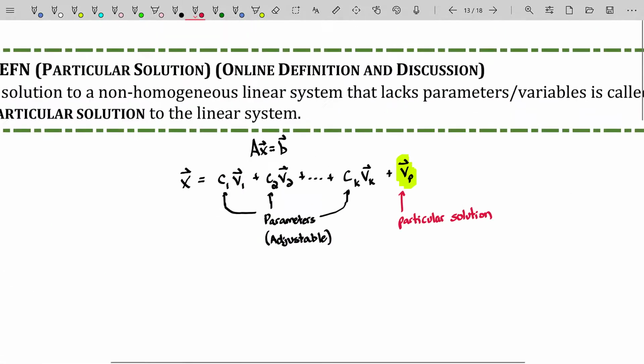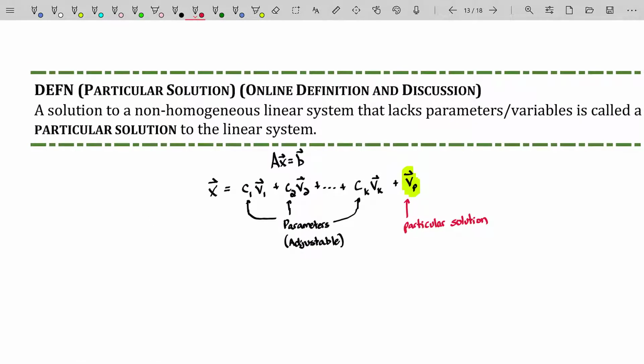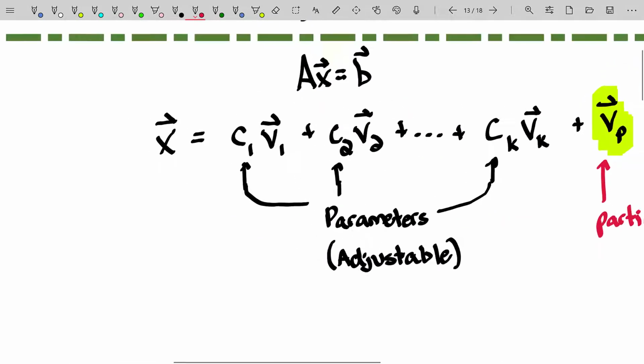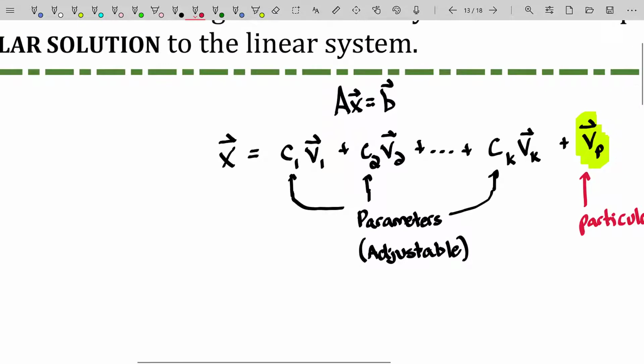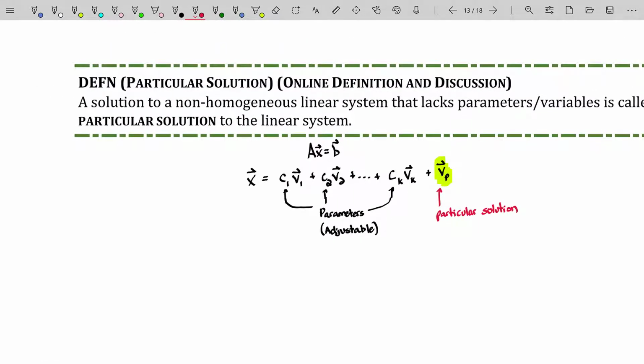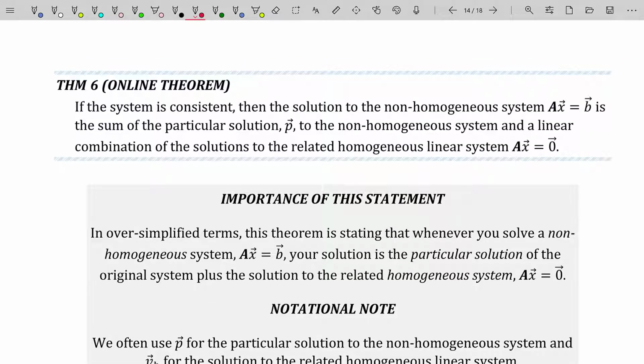And it's a particular solution because of this definition. It's a solution to a non-homogeneous linear system that lacks parameters or variables. Now, the example that I would show actually is from a homogeneous linear system, so that's not going to really work out very well, but we'll see it in a moment, really building onto this. That's why I'm doing all this in a single video, because it's just much easier to see the impact of the meaning of a particular solution if we also do an example. Before we get to that example, we go through one last very important theorem.